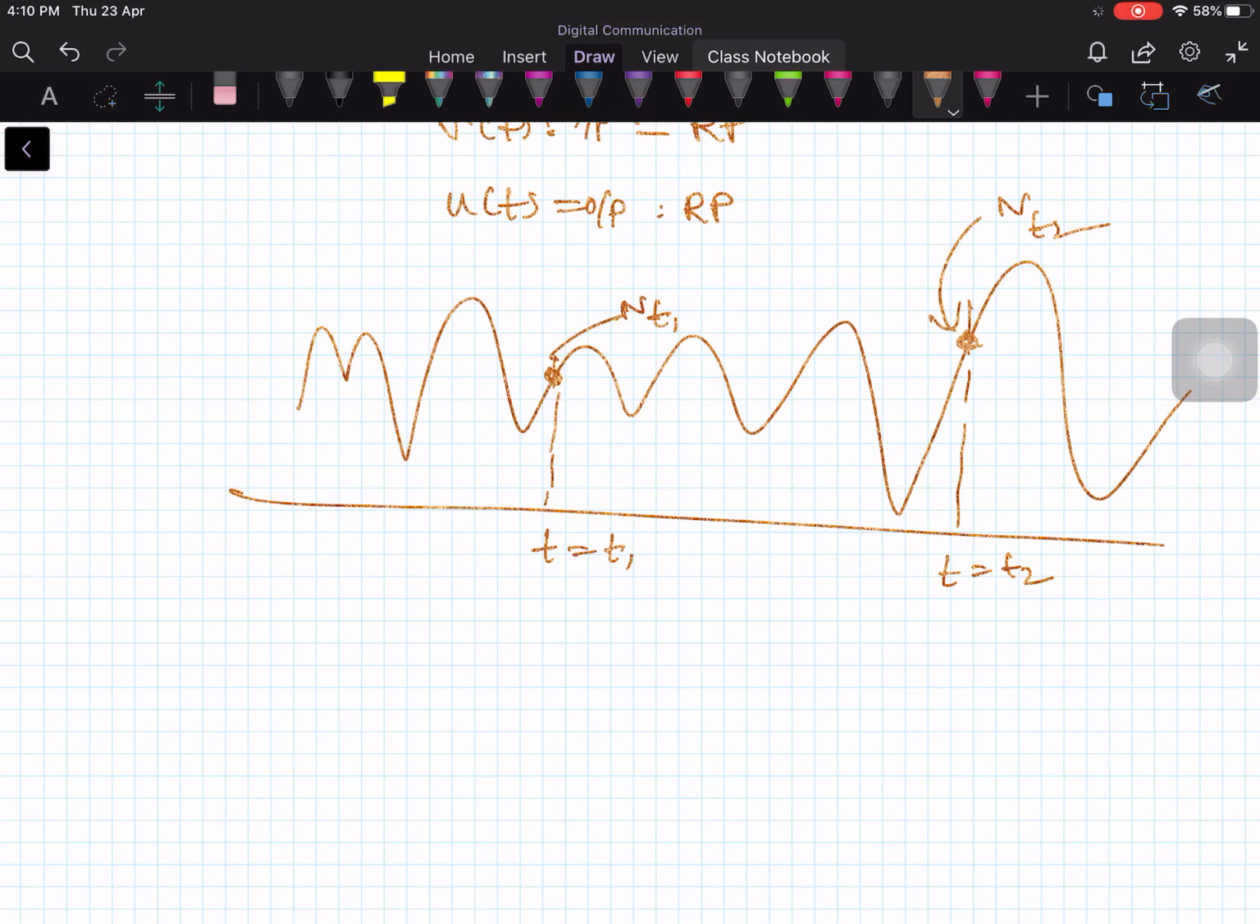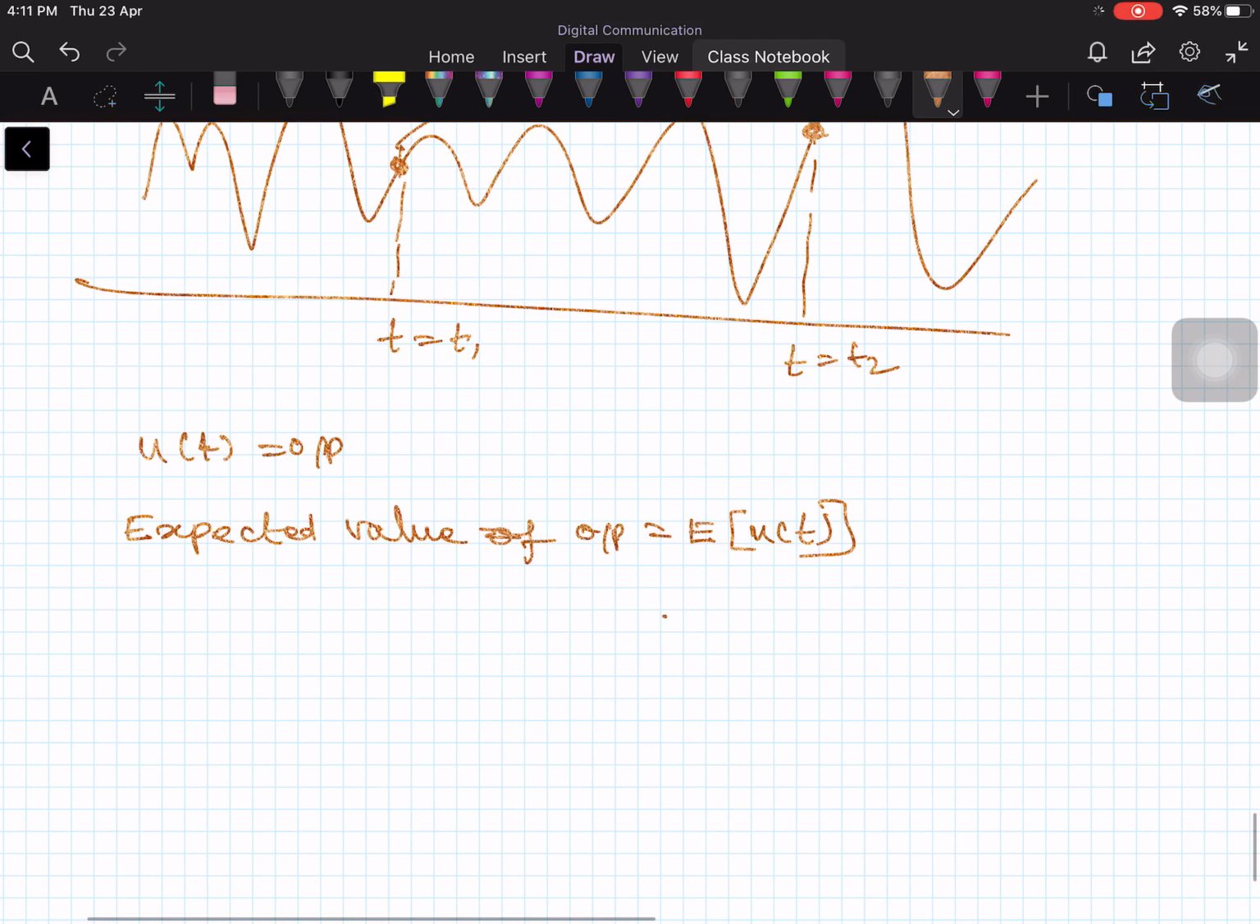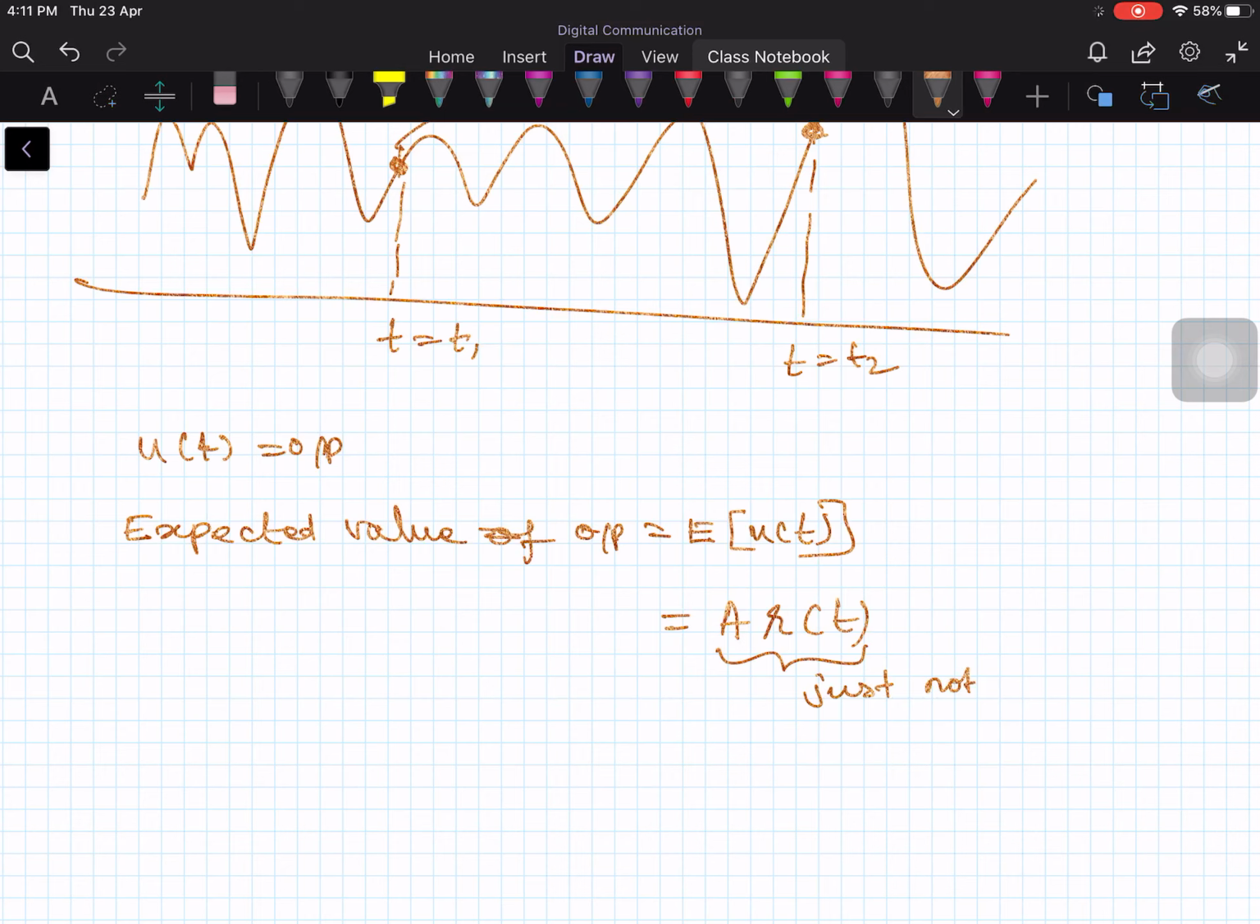Before that, let me introduce some notation. My output is u of t, and the expected value of u of t, the expected value of the output, I denote by A times R of t, where A is a scaling factor and R of t is just a notation, nothing more, to make our life much simpler. This is my mean.